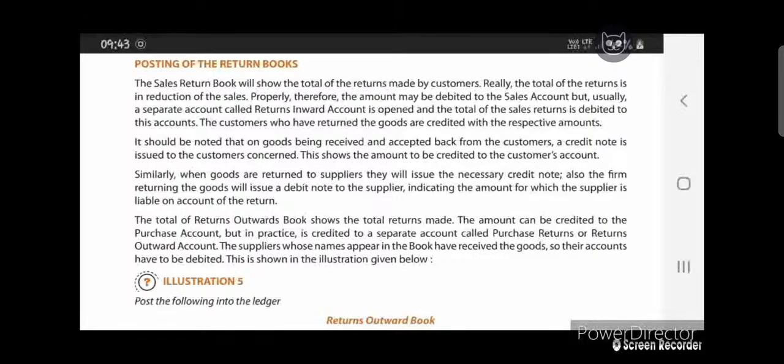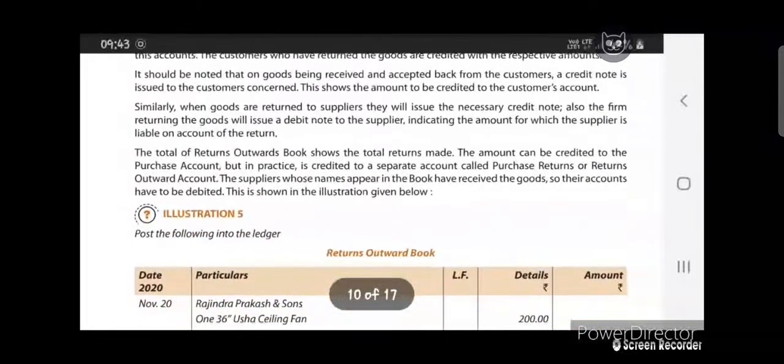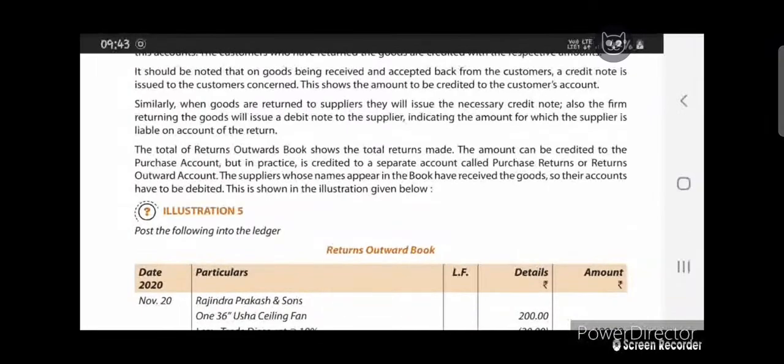The customers who have returned the goods are credited with the respective amounts, what they have to pay for the goods they have taken. It should be noted that on goods being received and accepted back from the customer, a credit note is issued to the customer concerned. This shows that the amount should be credited to the customer's account.